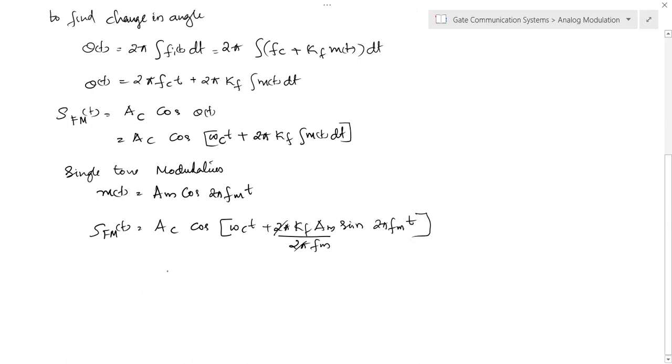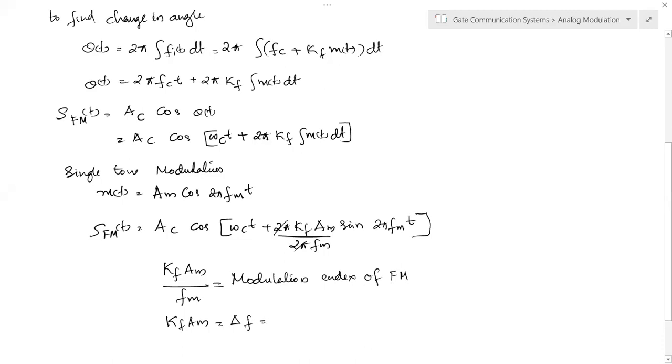So 2 pi will be cancelled, and remaining term, you can write kf am by fm. Okay, so we can give a substitution here, and this kf into am by fm is known as, which is defined as modulation index of f. And this kf into am, I'll put one more substitution here, that is delta f, and we will call it as frequency deviation.